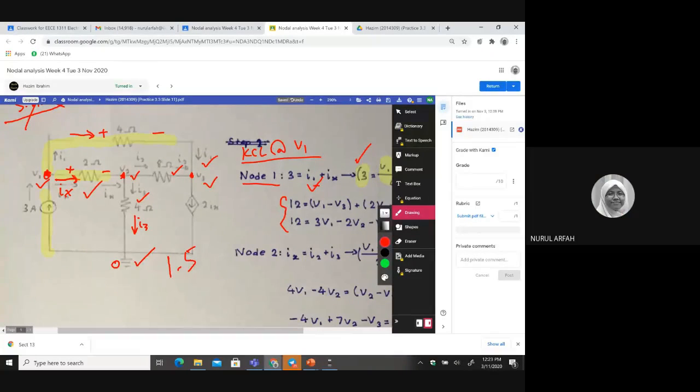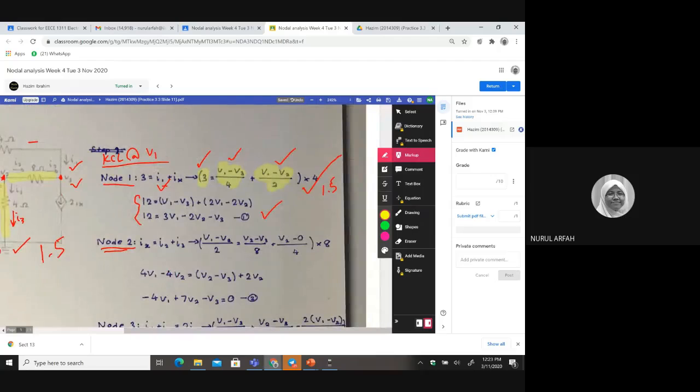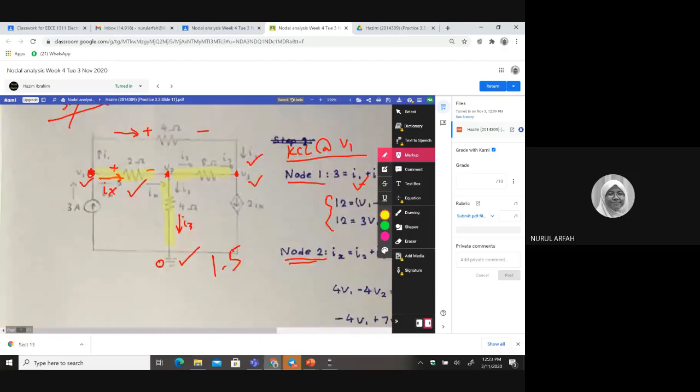No questions, Alhamdulillah. Okay, now this one, the middle part, node number 2. You have 3 branches, right? Let me mark this one as a branch. So branch here attached to V2, and branch here attached to V2, and also this one. So I mean to say you should have 3 elements in your equation. Since Hazim has 3, Alhamdulillah, I think this is correct, but I need to look at the equation.